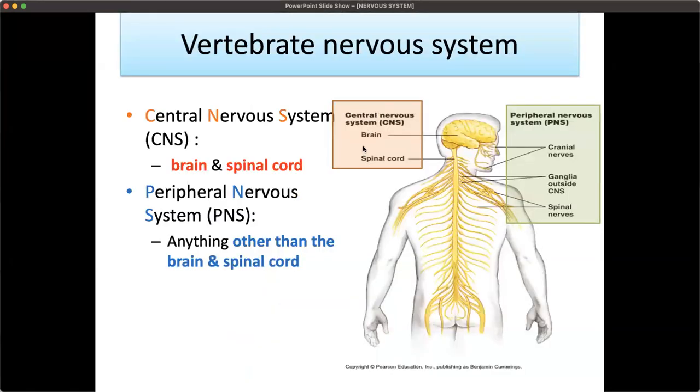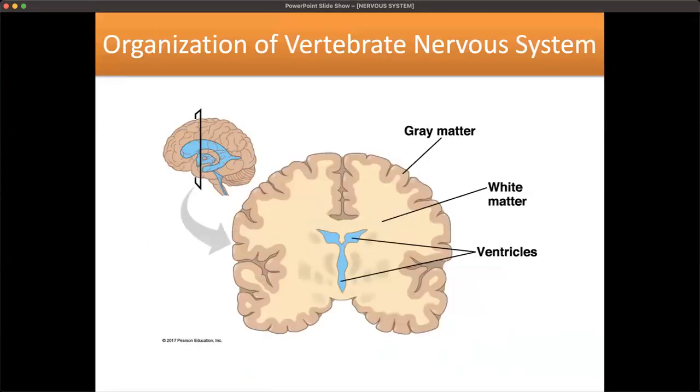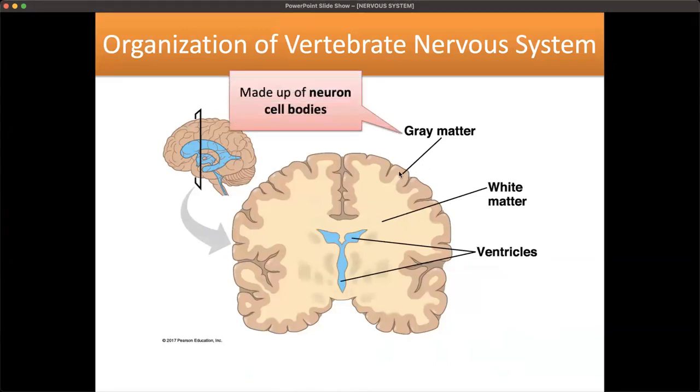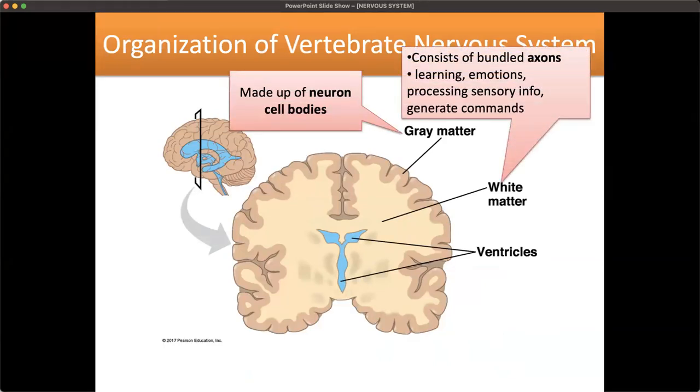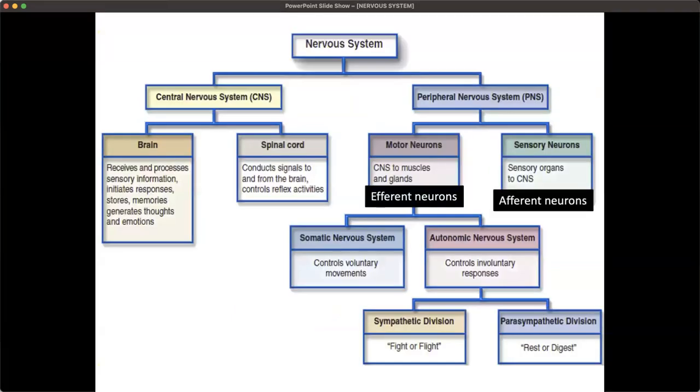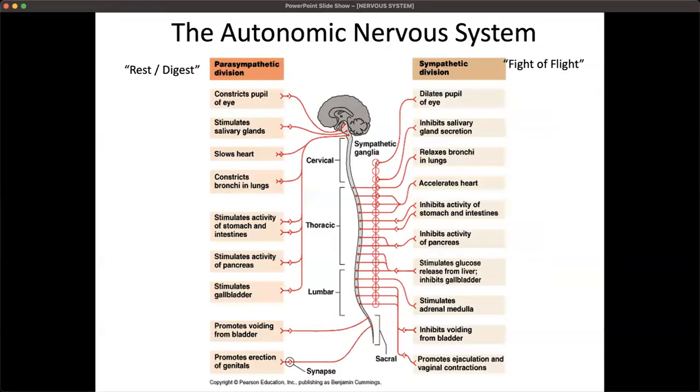The same thing, I'm going to skip this one. This is the organization of the vertebrate nervous system. We have the gray matter, which is made of neuron cell bodies, and we have white matter over here, which consists of bundled axons. Learning, emotion, processing sensory information, generating commands, everything happens here. And we have ventricles over here as well, in the middle. I want to skip this one as well.